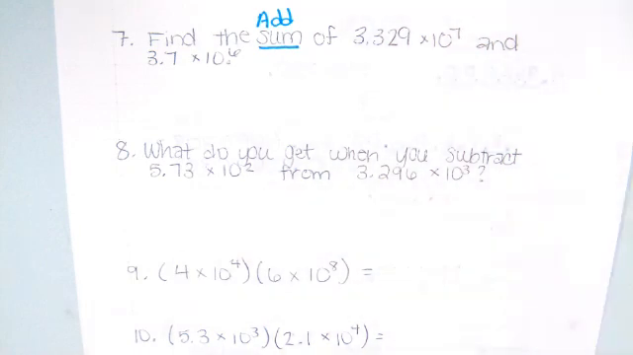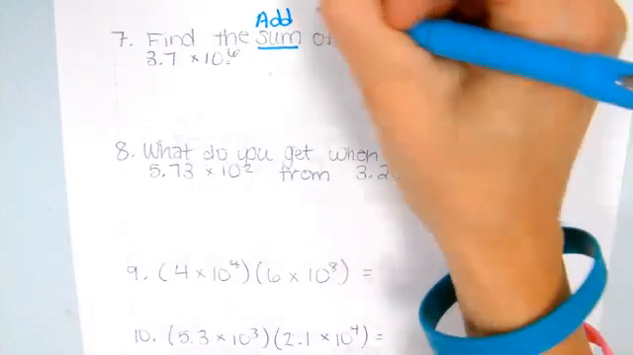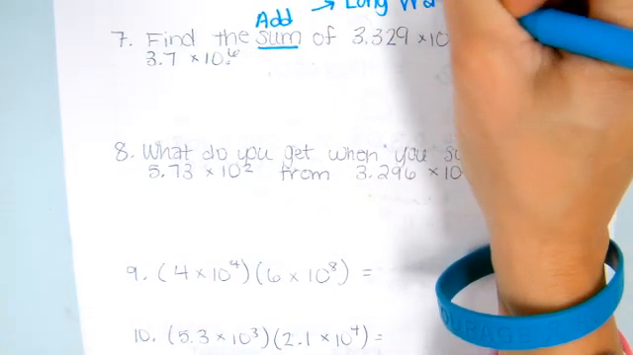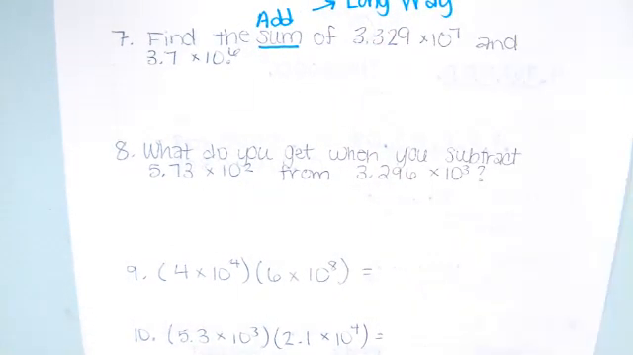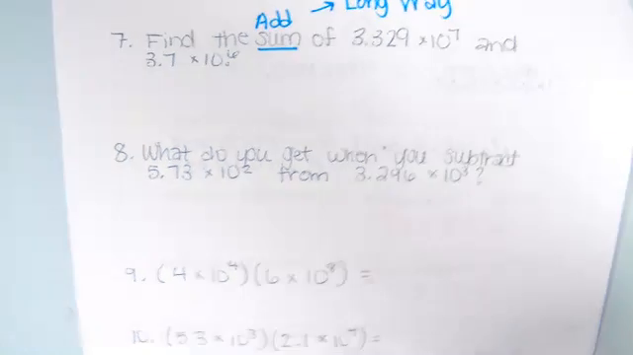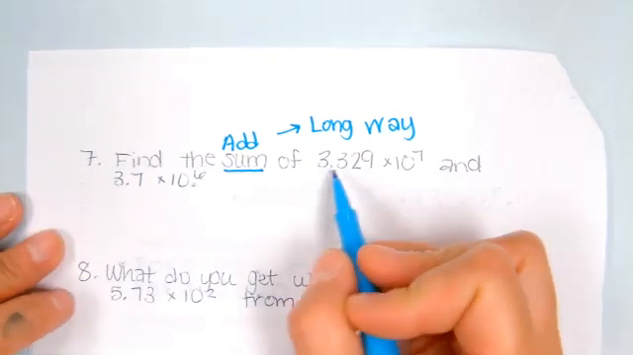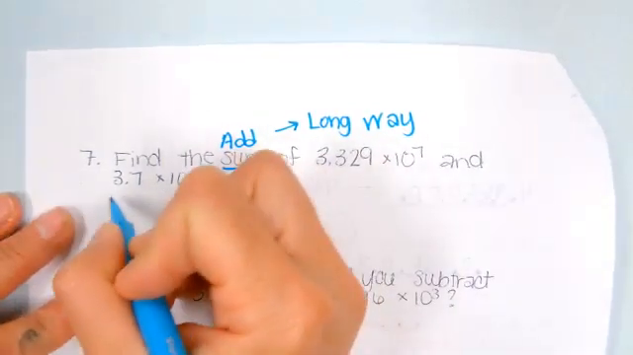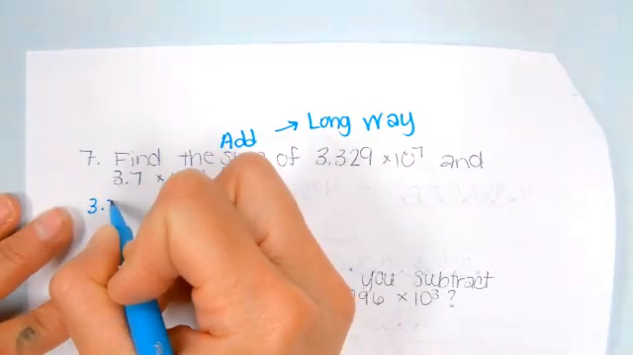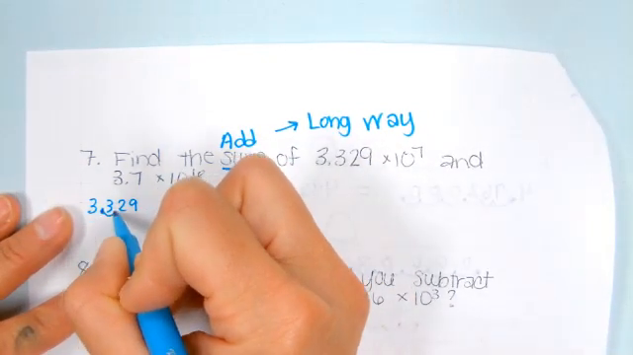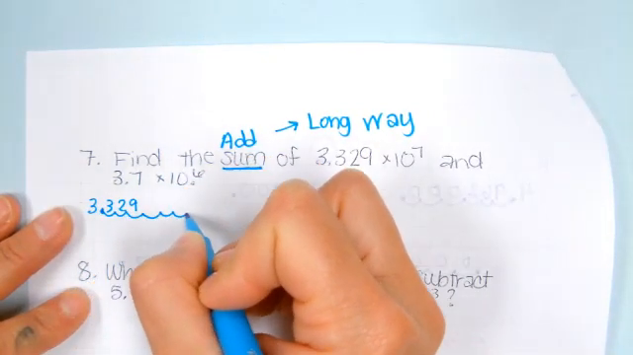Maybe that'll be better. Okay, if we add, that means we have to do it the long way. Okay? You cannot just do it in your calculator. You must write it out the long way and add them old school. So we start with our first one, 3.329 times 10 to the 7th. So move that out 7 spaces. 1, 2, 3, 4, 5, 6, 7.